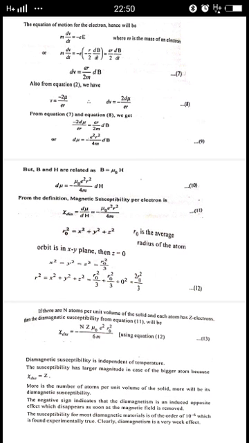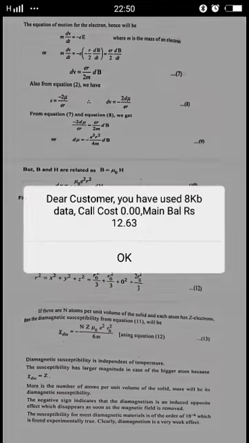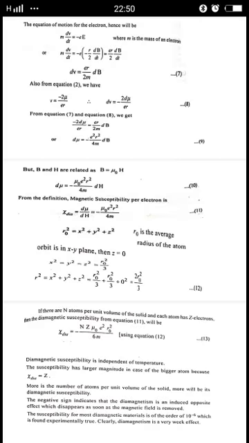The negative sign indicates that diamagnetism is an induced opposing effect which disappears as soon as the magnetic field is removed. The susceptibility for most diamagnetic materials is of the order of 10 to the power minus 6, which is found experimentally correct, and clearly we can say that diamagnetism is a very weak effect, as this order of 10 to the power minus 6 is a very low value.